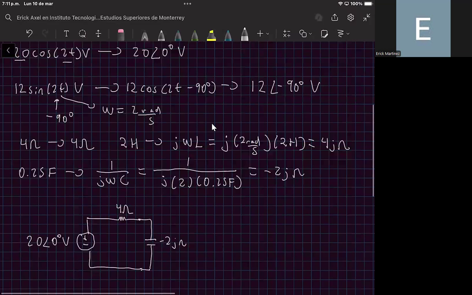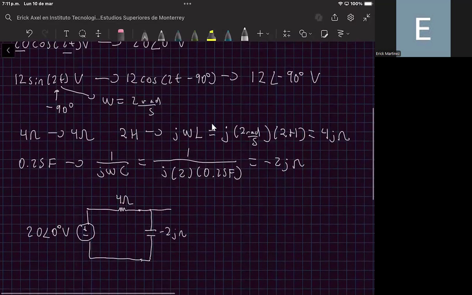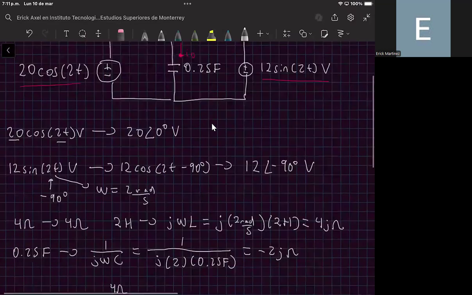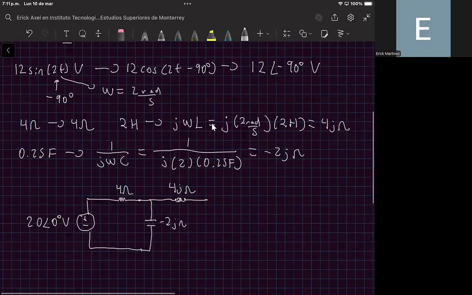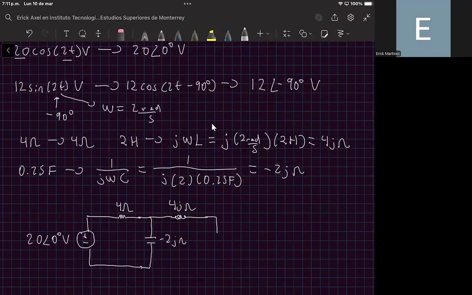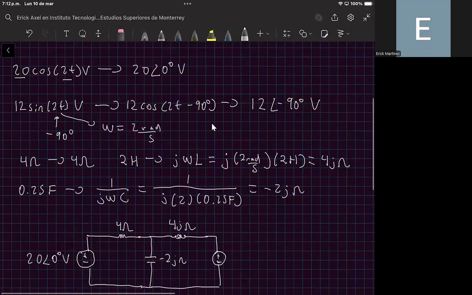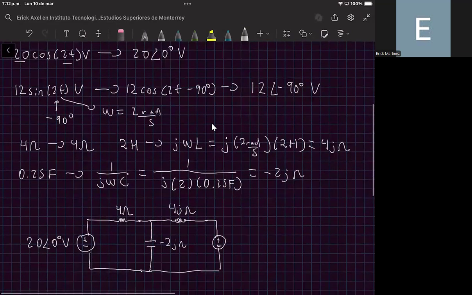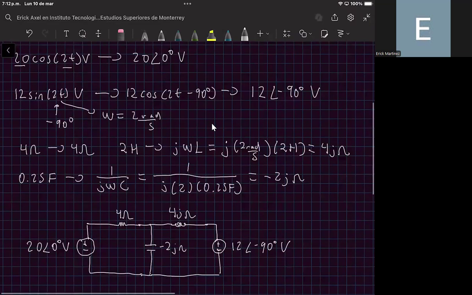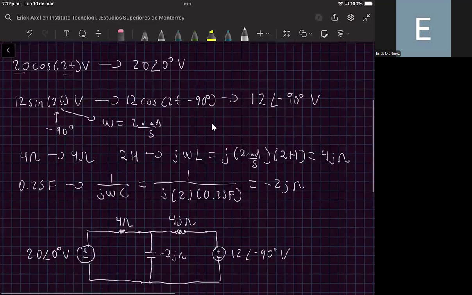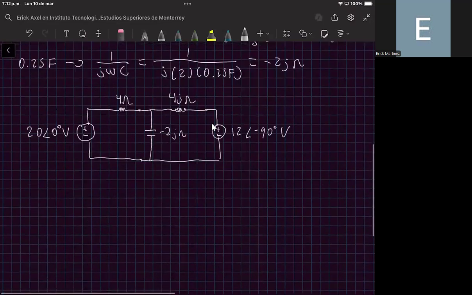And we also have the impedance of the inductor, that in this case is 4j ohms. And also we have this other voltage source. And the value of this voltage source is 12 with an angle of minus 90 degrees volts. Okay? Now, we want to apply mesh analysis, okay? That is the intention of all of this exercise.